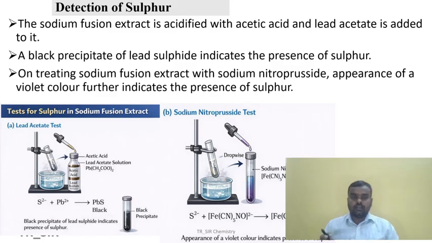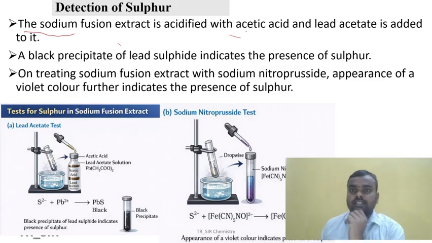Now come to the diagrammatic way of how we are able to see. Sodium fusion extract is acidified with acetic acid and lead acetate added to it. A black precipitate of lead sulfide will be forming. PbS will form, that is a black precipitate, right? So it is PbS. That indicates that sulfur is present.